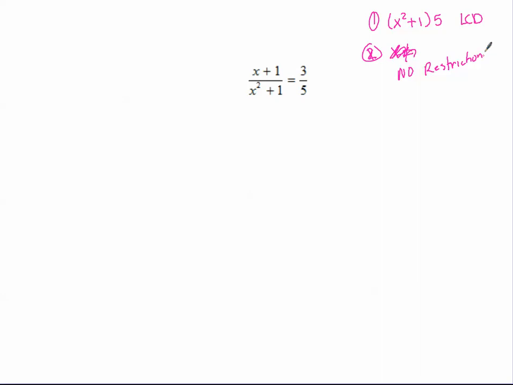Restrictions. I can spell sometimes. Alright, so there's no restrictions on this, so anything we get would be a correct answer. So let's solve this. So I have x plus 1. Actually, I don't need to rewrite it for this one because it's just 2 terms and I have lots of space. So multiply this side by x squared plus 1 times 5. Multiply this side by x squared plus 1, 5.